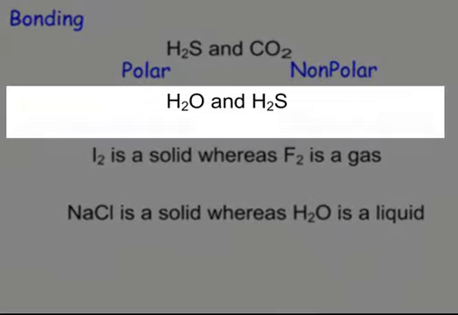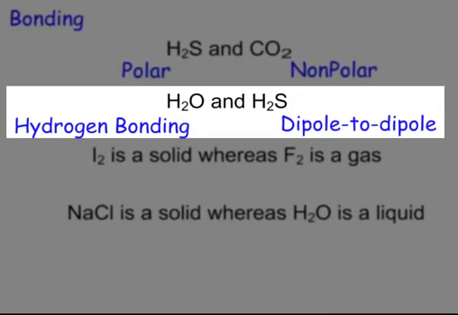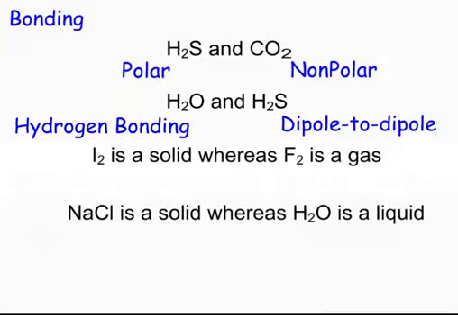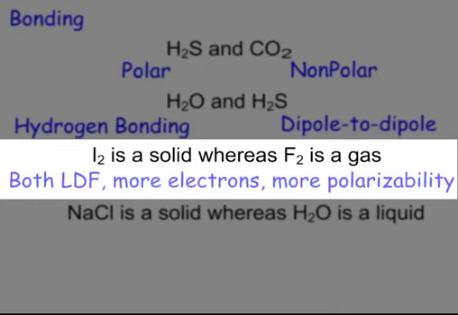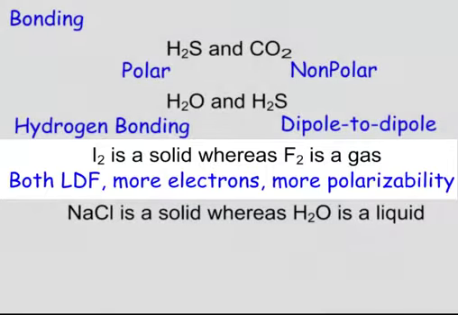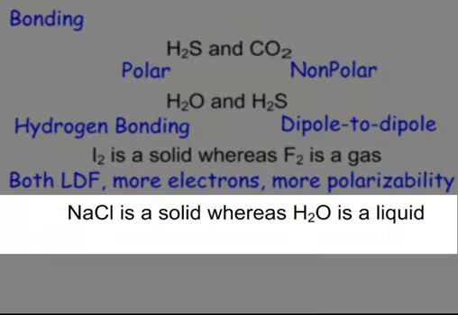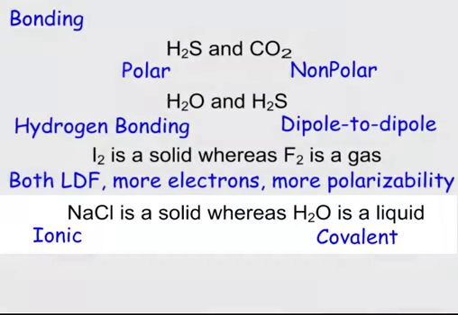What's the difference between H2O and H2S? Well, H2O is hydrogen bonding, H2S is dipole to dipole. Hydrogen bonding would be greater intermolecular attraction. Both I2 and F2 are London dispersion forces, but what separates them is that a greater number of electrons gives more of a chance of an instantaneous dipole, or more polarizability. We have NaCl as a solid, H2O as a liquid. NaCl is a crystalline solid because it is ionic, where H2O is just hydrogen bonding, purely covalent there.